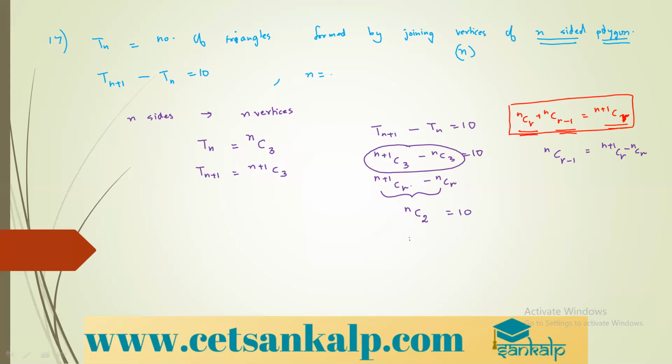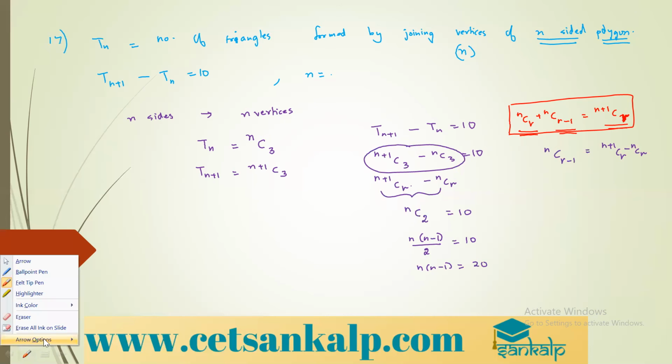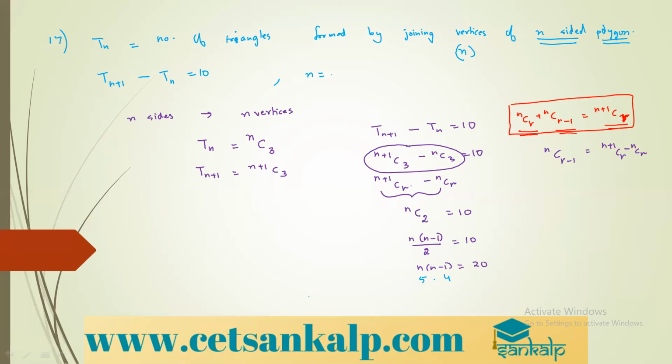Start with n, take two numbers: n times (n minus 1) by 2 factorial equal to 10. So n into (n minus 1) equals 20. Easily you can guess, because 5 into 4 is 20. You can say n is equal to 5. This is your work. You have to find n, and that's it.